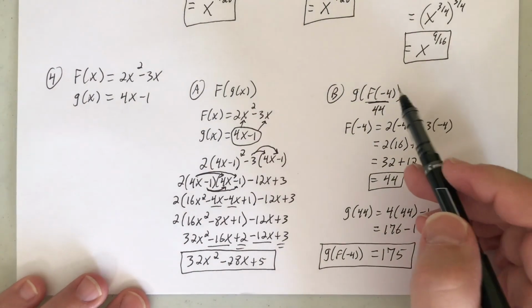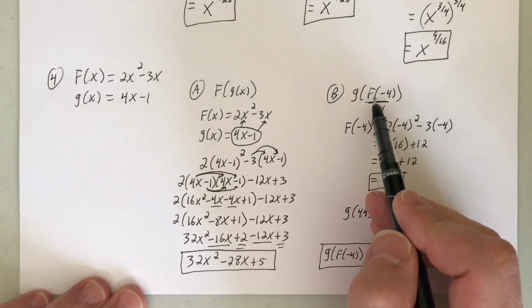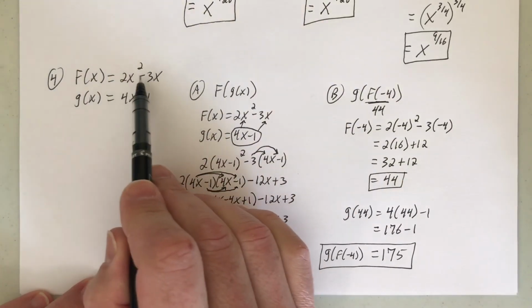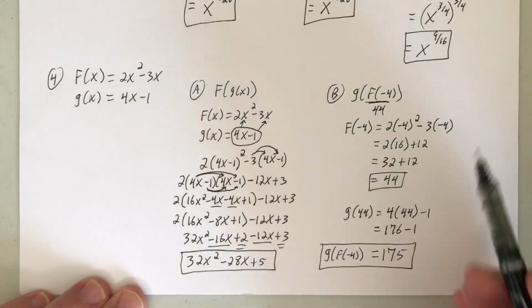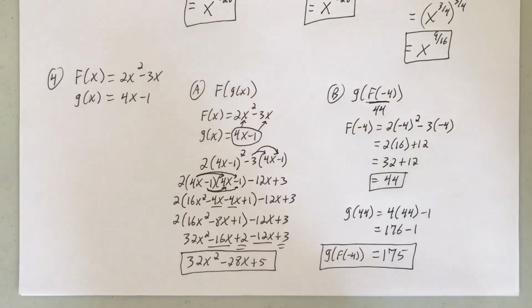So again, you have to be careful when you're looking. I think in the beginning I said that you're plugging it into here, but it's f of negative 4. So negative 4 is going into here first, and then it goes into the outside function, which is g of x. And that gives us these two answers right here for both of those.